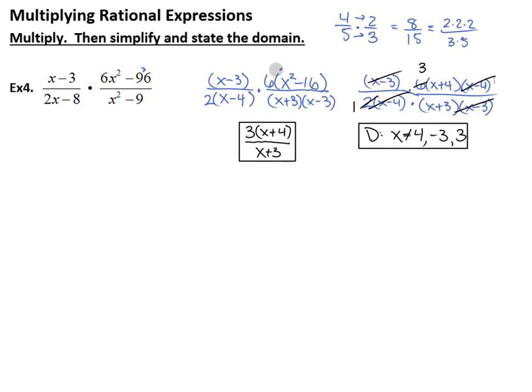Okay, so when you're multiplying, factor everything out. Top times top, bottom times bottom. You can start to think of it as one big fraction and then just cancel all your common factors after you've stated your domain. Okay, so hopefully multiplying is relatively easy.